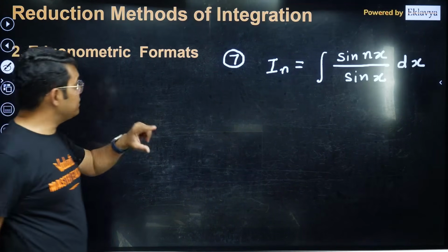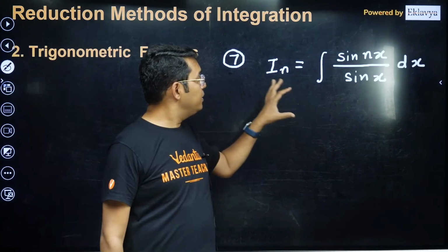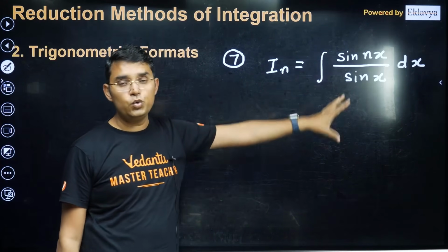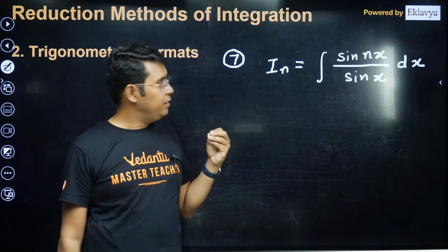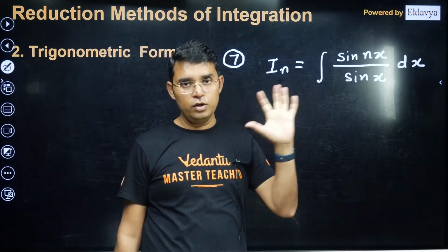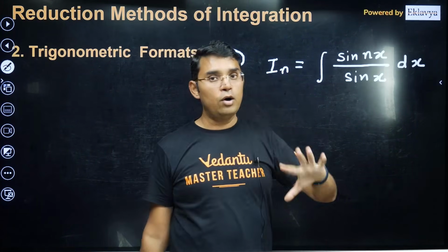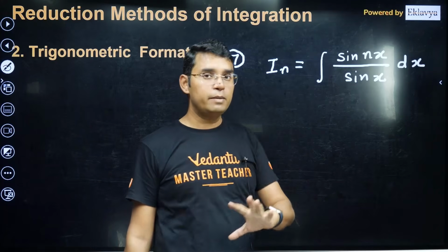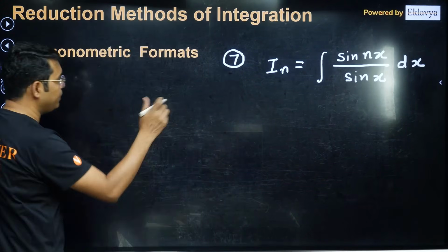Now, the next trigonometric format is sine nx upon sine x into dx. This is one very tricky thing. When I did this for the first time, I was stuck. Honestly speaking, I could not think of how it would be done. So I took some time. Then how it was done, please see.